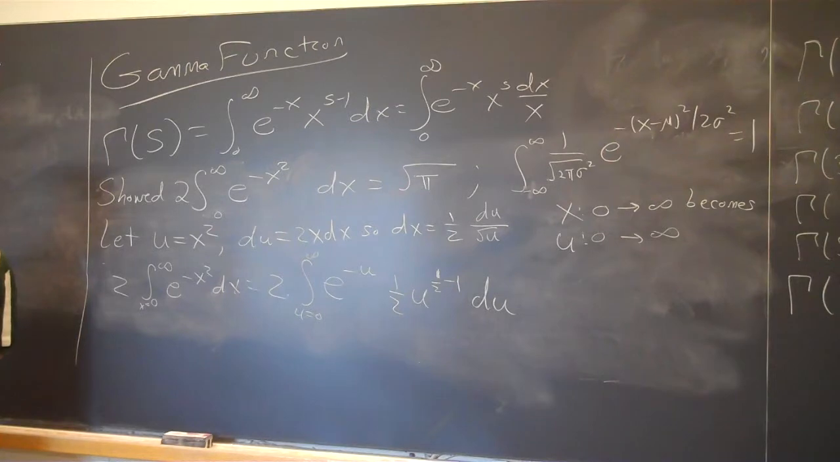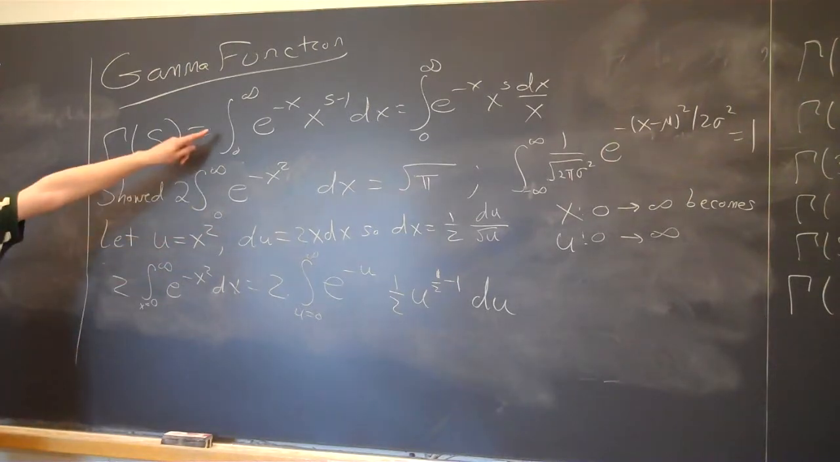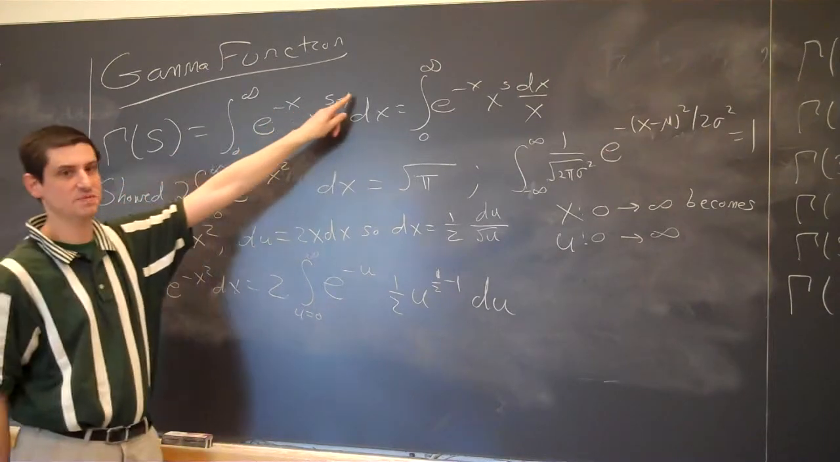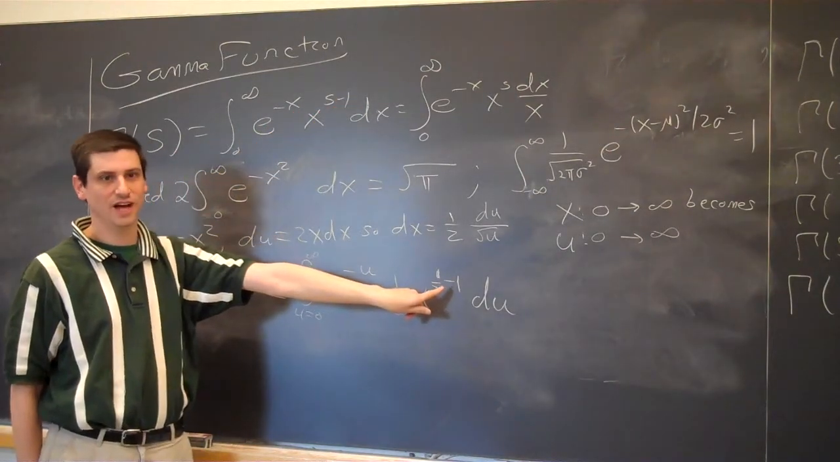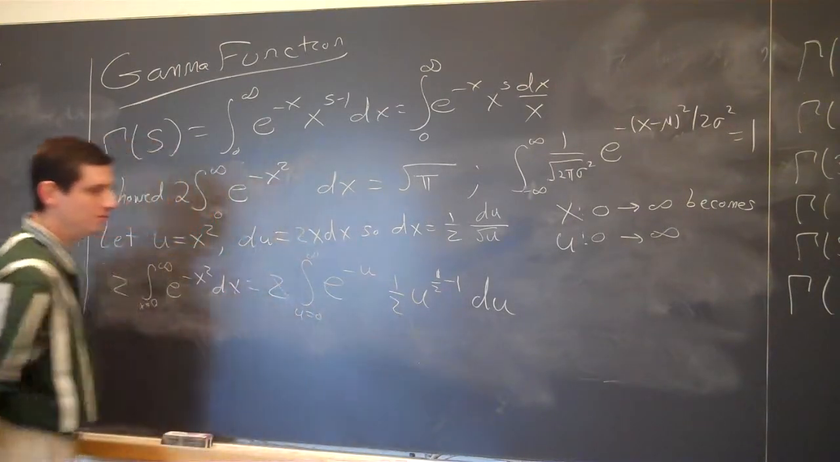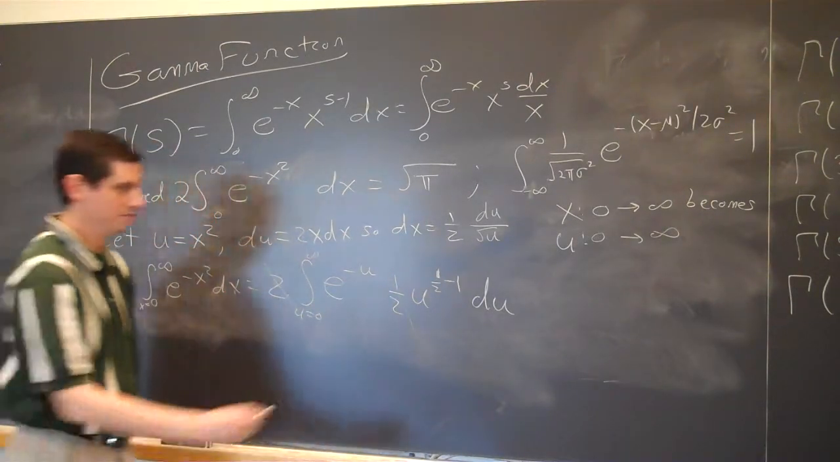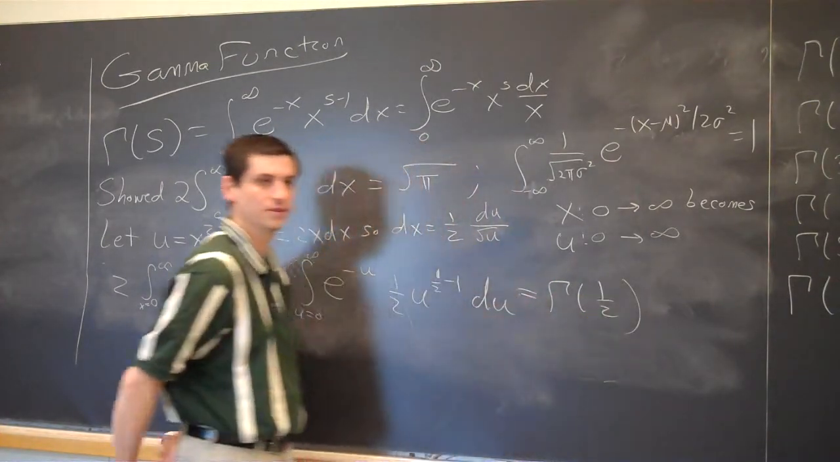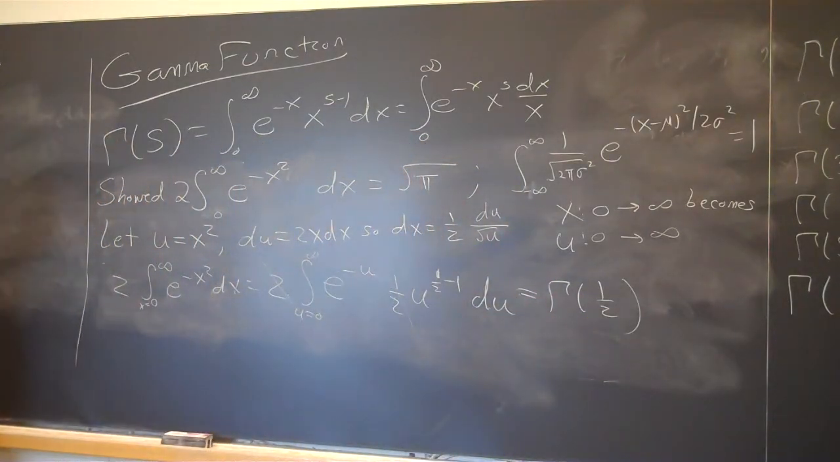Yes? Because 1/2 is s. Good, because now 1/2 is s. My definition of gamma is the integral of e to the minus x, x to the s minus 1. s is now equal to 1/2. The 2's beautifully cancel, and there's gamma of 1/2. So we've just shown that gamma of 1/2 is square root of pi.